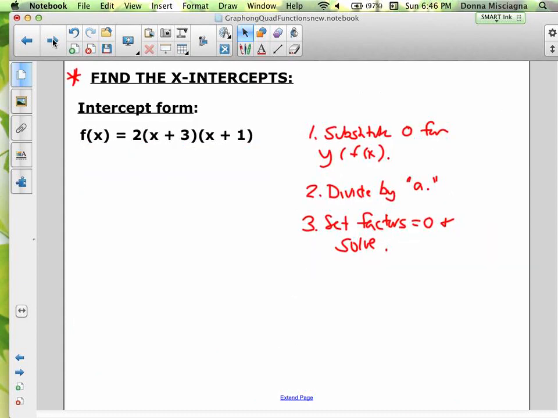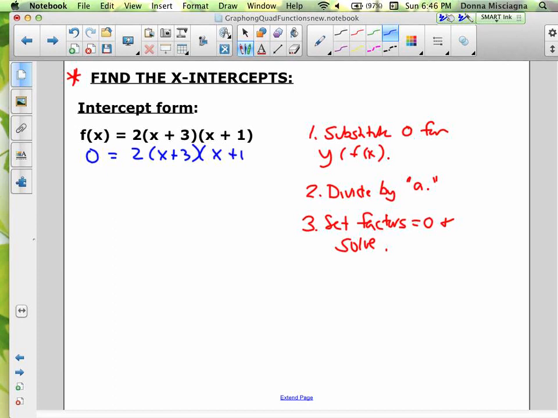All right, we have one more, and I saved the easiest for last. So we want to find the x-intercepts. Again, we're going to substitute 0 for f of x equals 2 times x plus 3 times x plus 1. We're going to divide both sides by 2 because we want to solve for the x. So 0 equals x plus 3 and x plus 1. So now all I have to do is set my factors equal to 0. It's already factored for us.